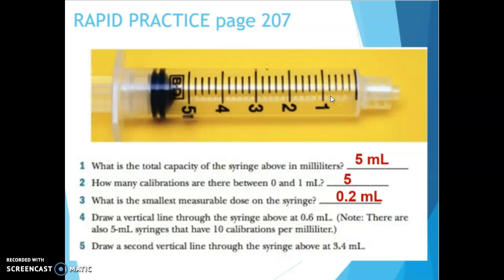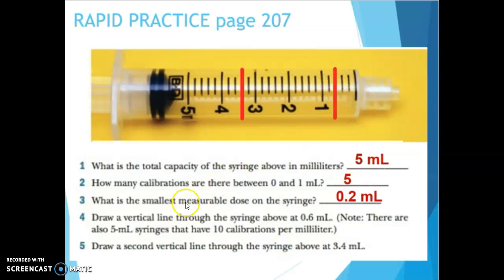Alright, so it just depends on who your supplier is as to what type of syringe that you're going to get. But here we are asked to do 0.6 mil. So we said each one of these counts as 0.2. So 0.2, 0.4, 0.6 should be right in there.